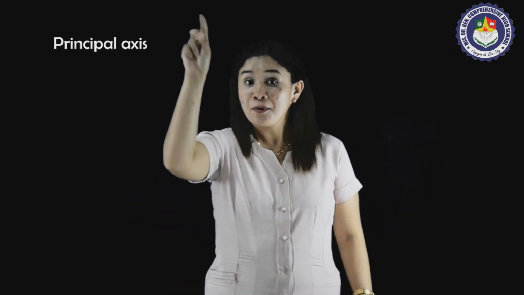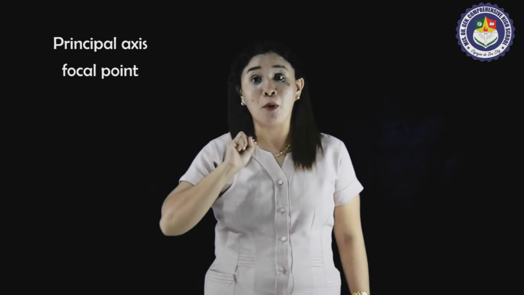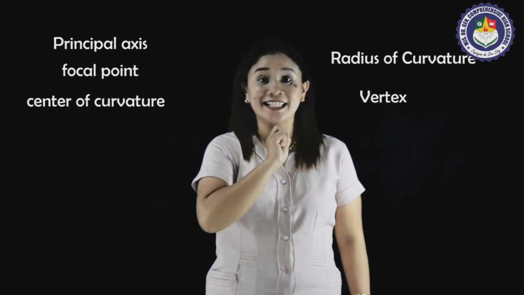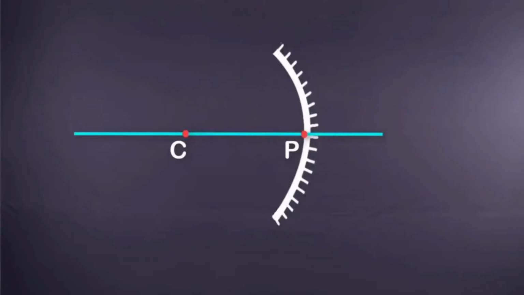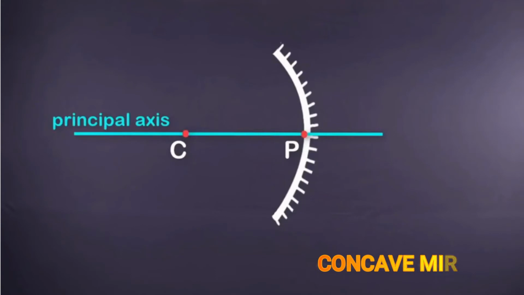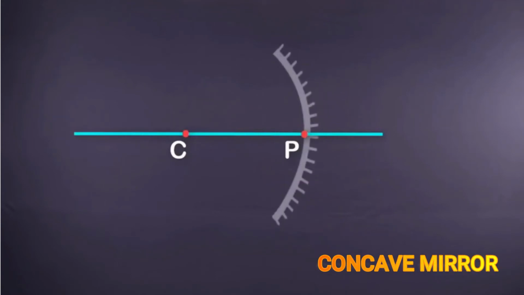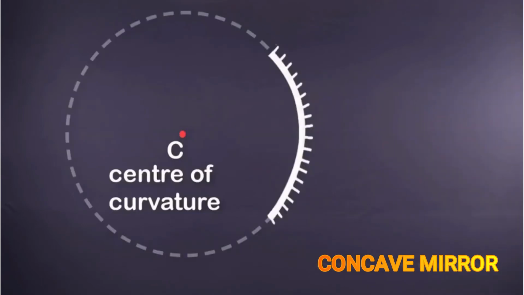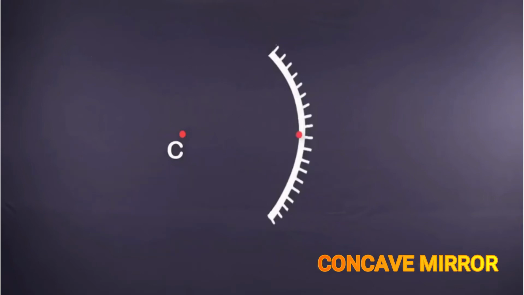Before we explore about spherical mirrors, let us first be acquainted with some terms that will be used. A curved mirror has a principal axis, focal point, center of curvature, radius of curvature, vertex, and focal length. Principal axis, the line passing through center of curvature. Center of curvature is the center of the sphere from which the mirror is formed, denoted by the letter big C.